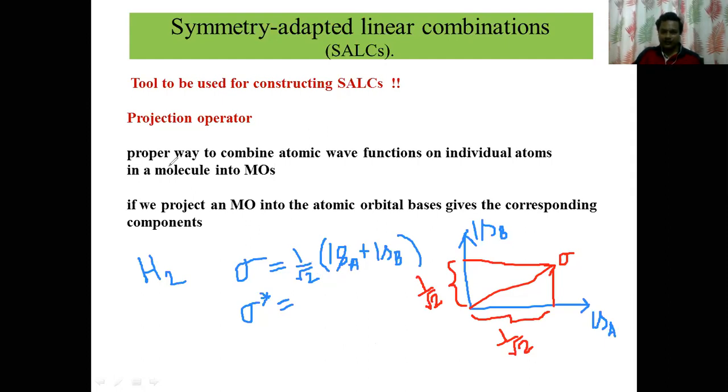So the first line, what we say, is the proper way to combine atomic functions in an individual atom. Proper way means what is going to be the coefficient. So that can be done using the projection operator, right? So I did it here in the reverse direction. That means if we know the MO, so that is sigma, and we project it on the atomic basis, then what is going to be the coefficient, right? So that is basically the comparison with your Cartesian coordinate system. Like if we take x and y, that is the way we normally do it.